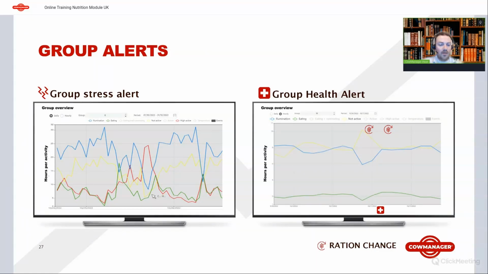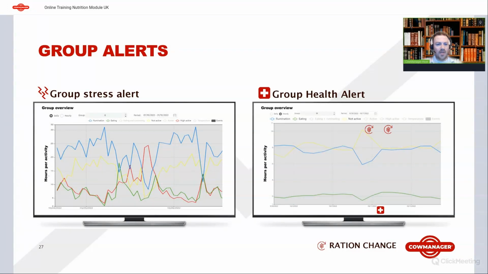So that wolf chased the cows a bit, and also scared the farmer, but he didn't wear a sensor. But it led to a group stress alert. What else could lead to a group stress alert is, for instance, when you have pasture access and a jet plane flies over, or a helicopter flies over, or a hot air balloon lands in the field. Those are the most common examples we see in group stress.